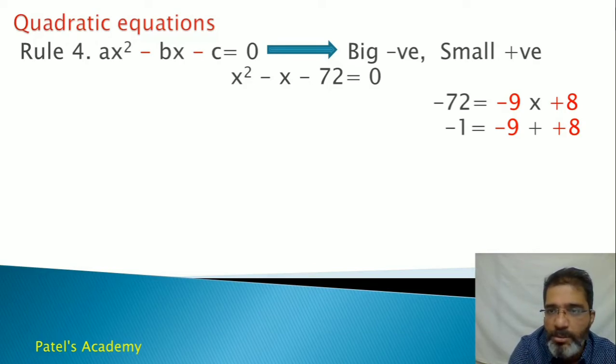See the rule. The rule says the bigger number is negative, smaller number is positive. The bigger number is 9. I've taken a minus sign for that. The smaller number is 8. I've taken a plus sign for that.